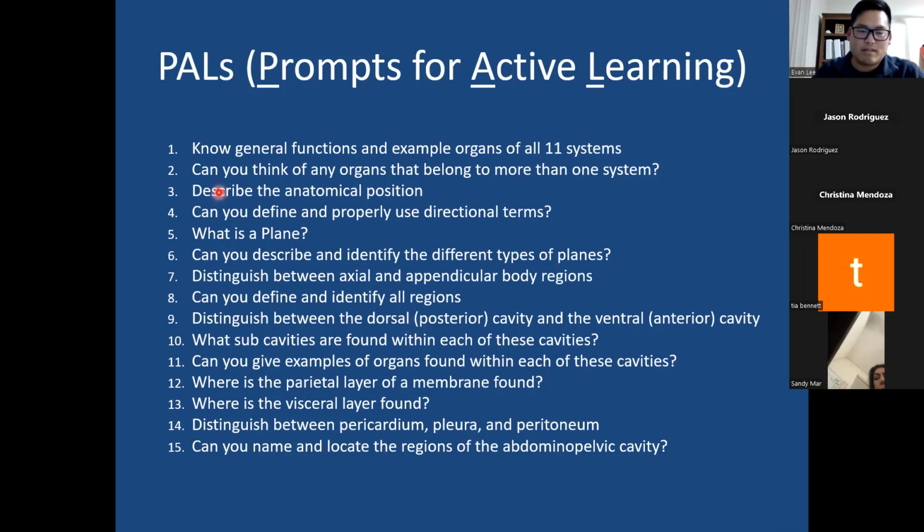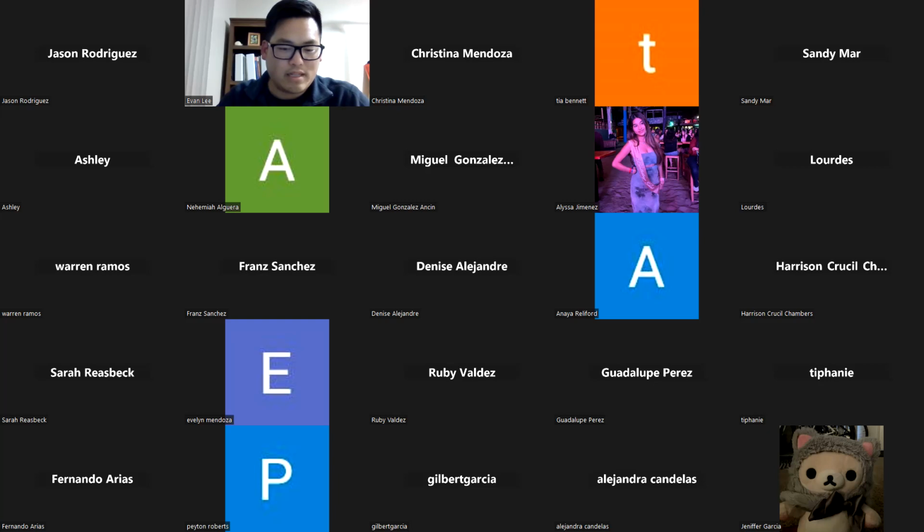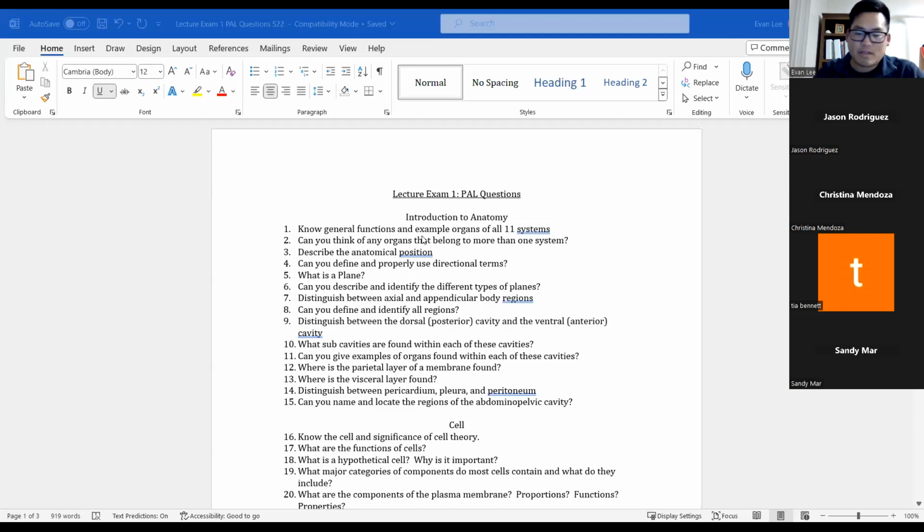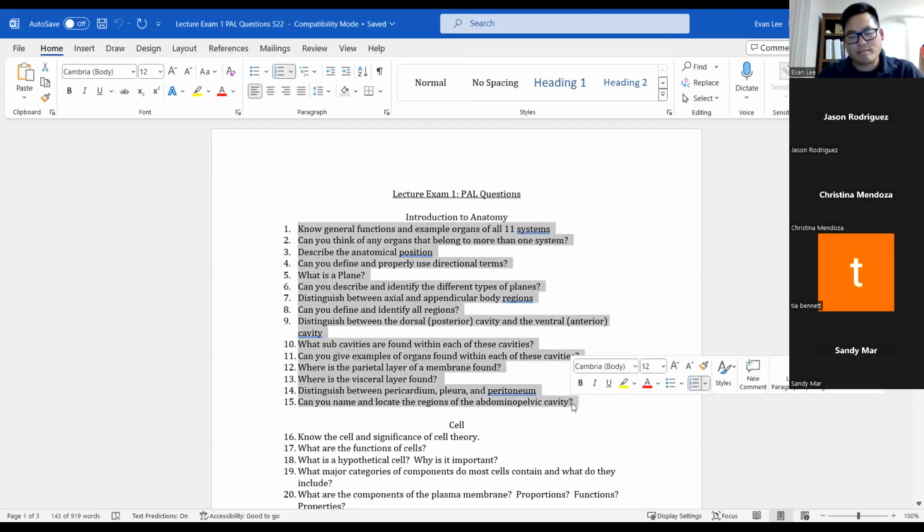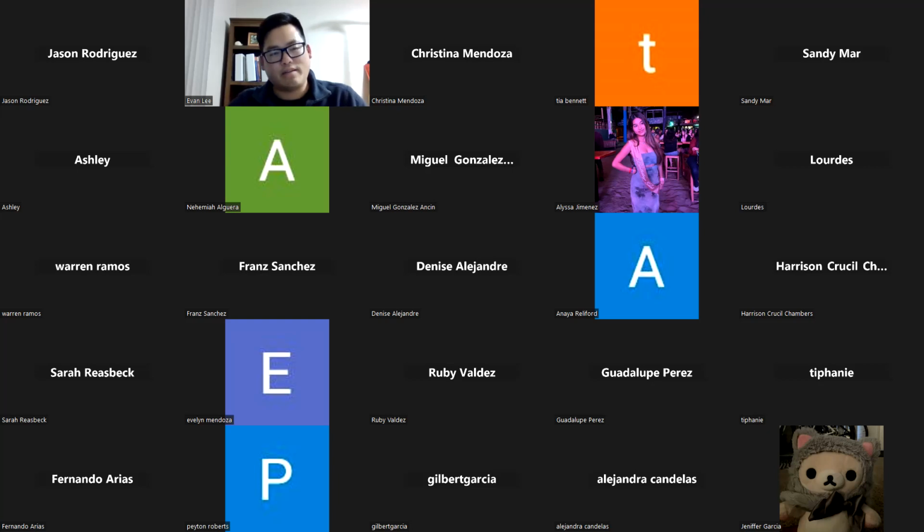But remember as well, take a look at the study guide, like the PAL questions. This is just an example of what was on that study guide. Know general functions of and examples of organ systems. Can you think of any organs that belong to more than one system, and so on? That was actually what I was showing you earlier in the PAL questions. So this is what you want to be able to go over to make sure that you have a good idea of what was going on in the lecture. So that is about it for today.